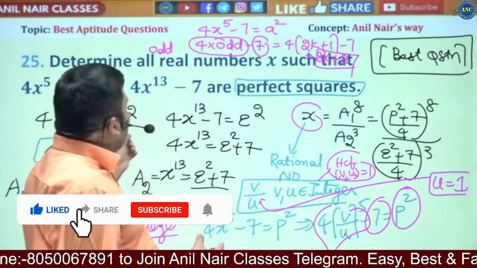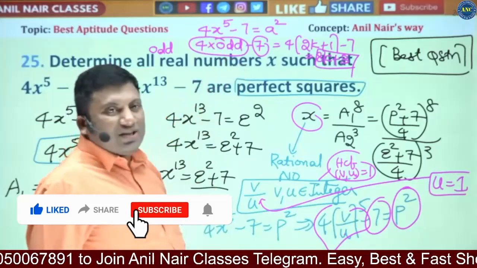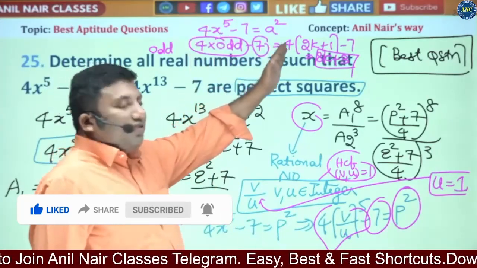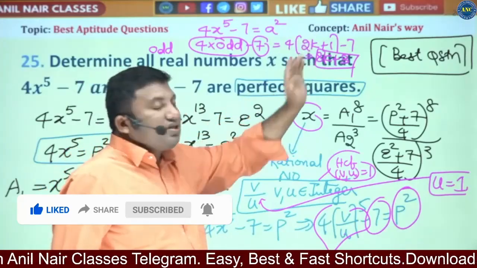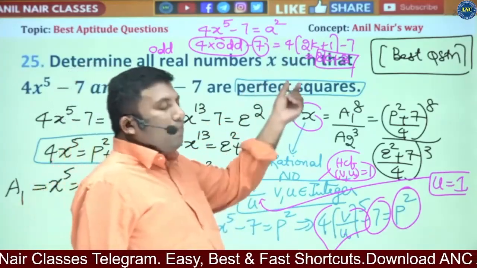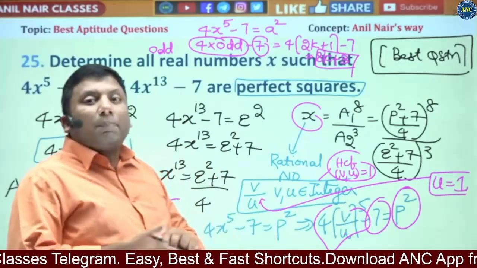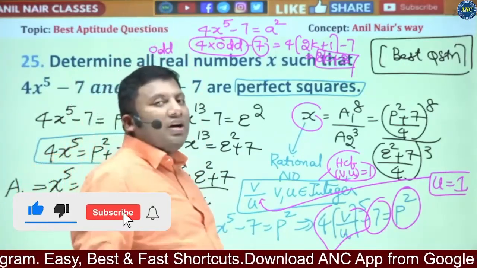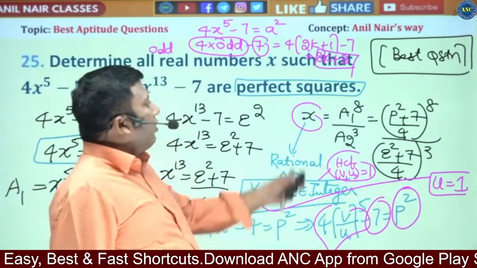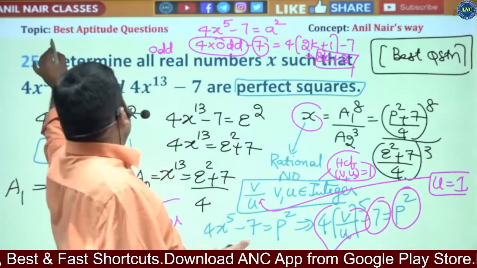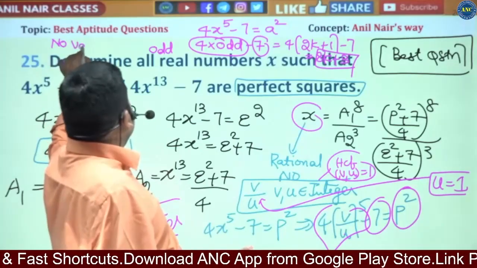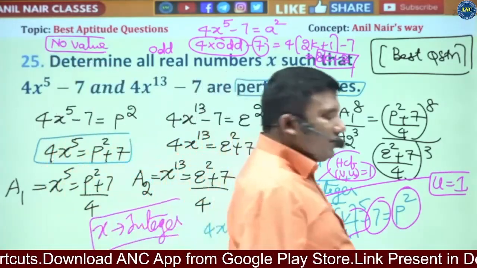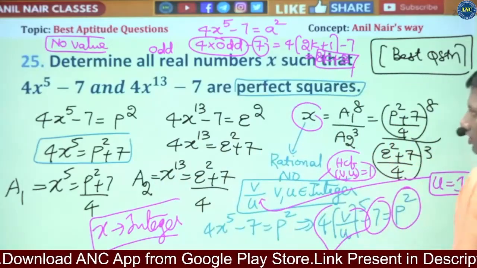4 into odd, x is an odd number we require, 4 into odd minus 7. An odd number is of the form 2k plus 1. 8k plus 4 minus 7, that is 8k minus 3, which is a remainder of 3 or 5 on division by 8. Any perfect square when divided by 8, the remainder will be 0, 1 or 4. I am getting remainder 3. So, the answer is no value. Are you all with me? The answer is no value.